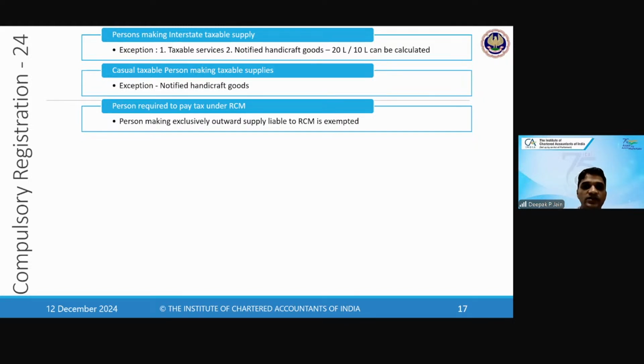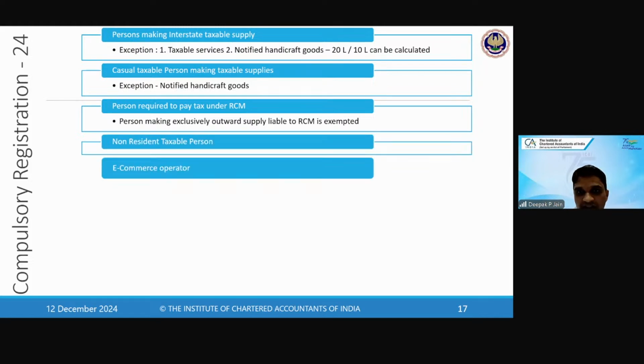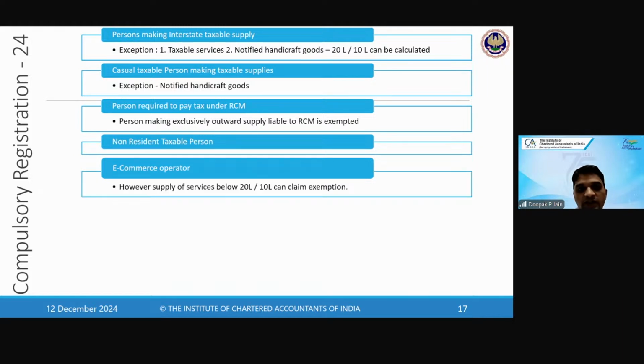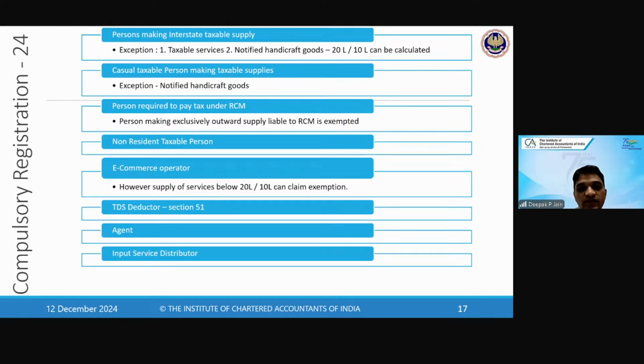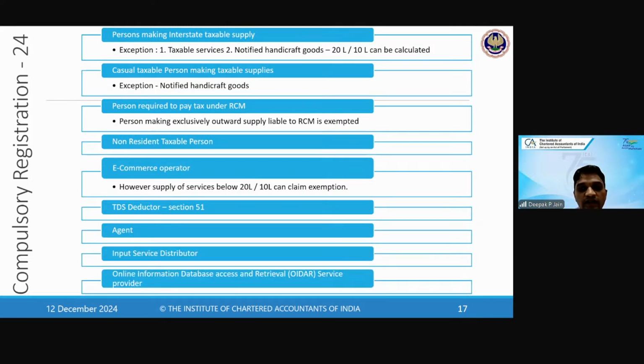There is no threshold limit which is required. Non-resident taxable person, a person who's coming from outside India to India, for him also no limit. E-commerce operator, also no limit. However, supply of services below 20 lakhs and 10 lakhs can claim exemption. Then TDS deductor, agent, input service distributor, or online information database access and retrieval services. These are the category of people for whom you have to take compulsory registration. Threshold is not applicable.